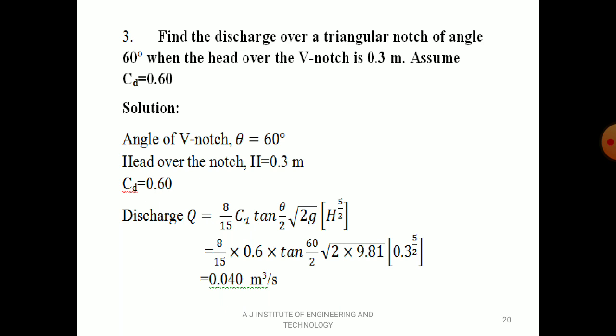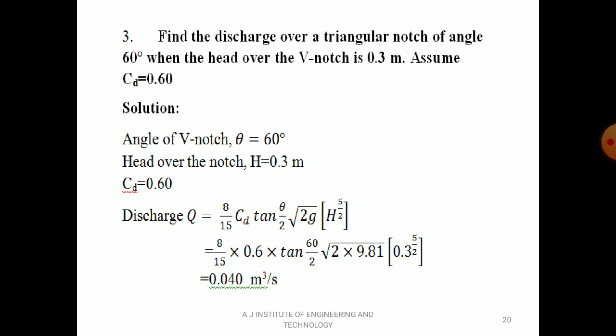Third problem. This problem is related to a triangular notch. Find the discharge over a triangular notch of angle 60 degree when the head over the V notch is 0.3 meter. Assume CD equal to 0.60. So the triangular notch angle theta is given as 60 degree. Head over the V notch, capital letter H, equal to 0.3 meter. Assume CD equal to 0.60. We are supposed to find capital letter Q.